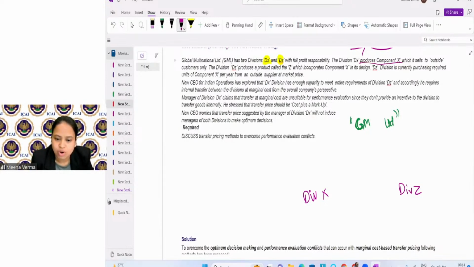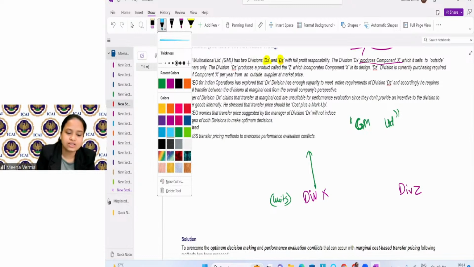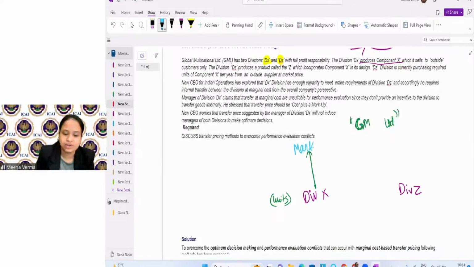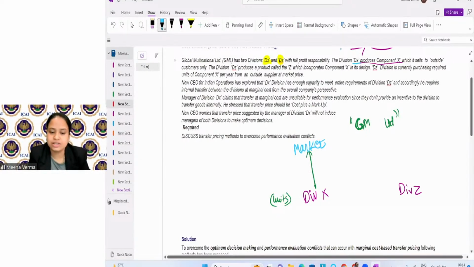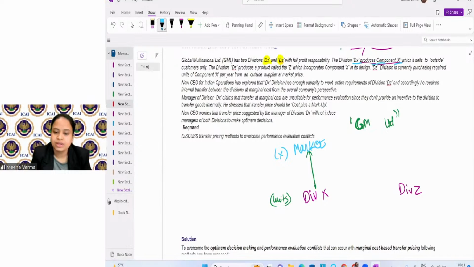Division DX produces component X, which it sells to outside. So whatever units they are producing here, they are selling the entire units in the outside market. Assume the scenario, start assuming the scenario. This is what is happening here. Dekho, it is written DX produces component X. This division is producing component X, which it sells to outside customers only. They are selling the entire units to outside customers only.